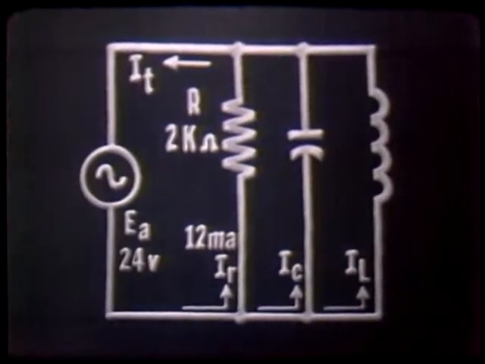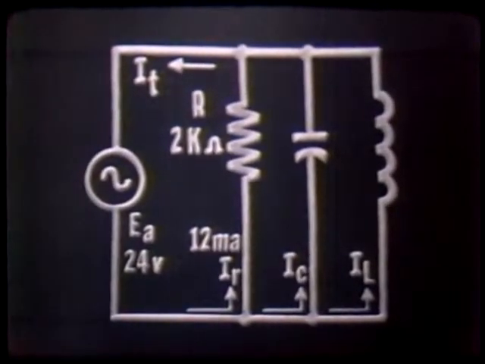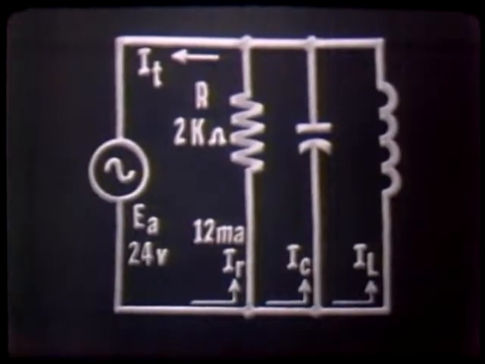Using Ohm's law, our current would come out to be 12 milliamperes. We would plot this on a vector like this, where IR would be equal to 12 milliamperes at 0 degrees and in phase with EA.